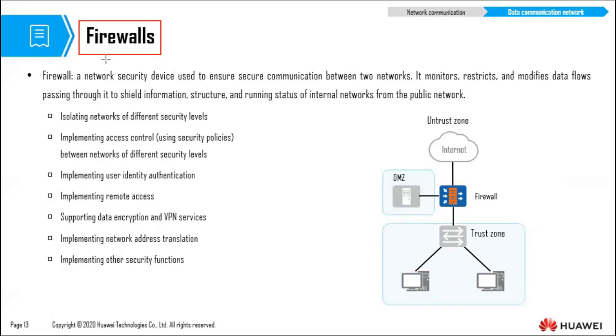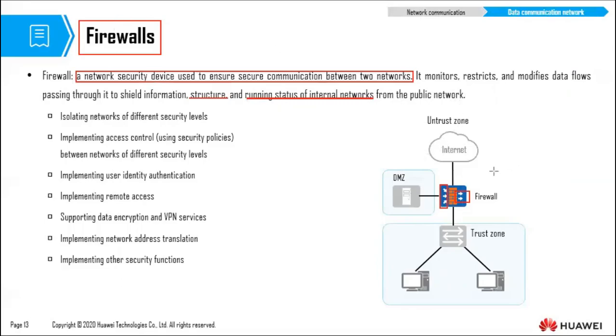So the name comes from exactly that, a firewall. And that's why even the icon has a firewall. You can see that, for example, we have packets coming in, but others might be restricted, and only a few might be allowed to go out, like that. So generally, a firewall is a network security device that is used to ensure secure communication between networks. It will monitor, restrict, and modify data flows passing through it to shield information, structure, and running status of internal networks from the public network.